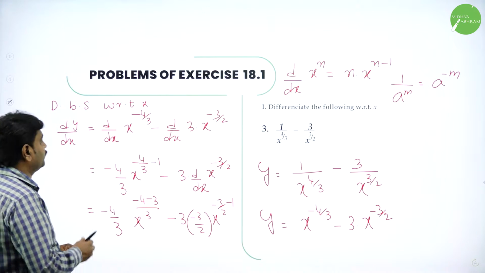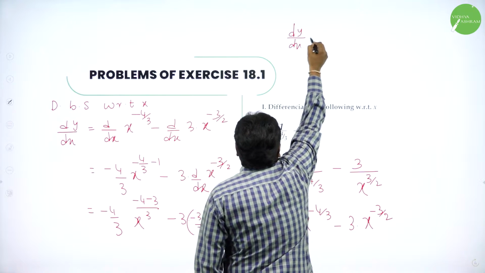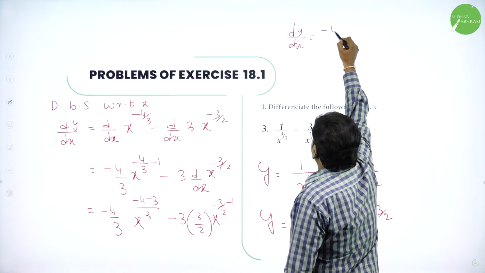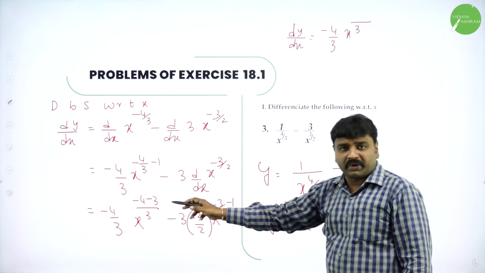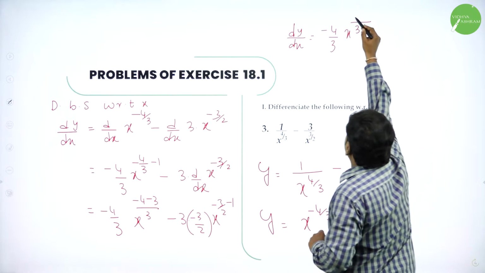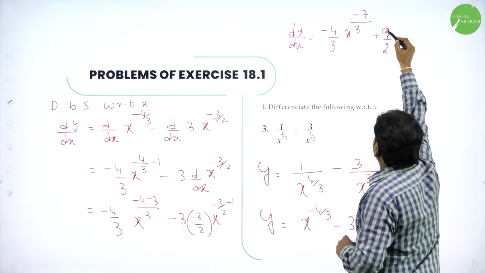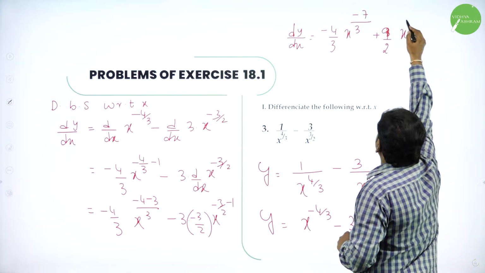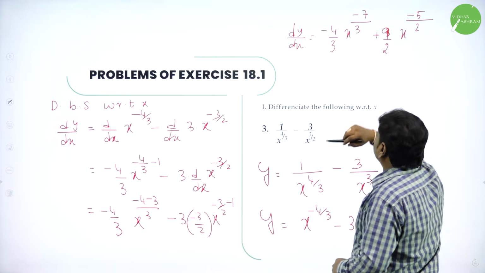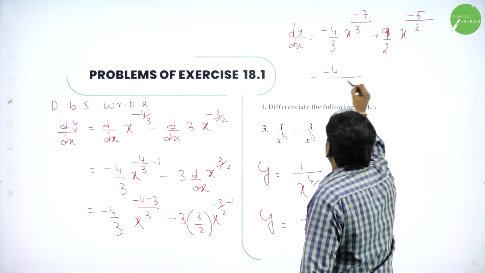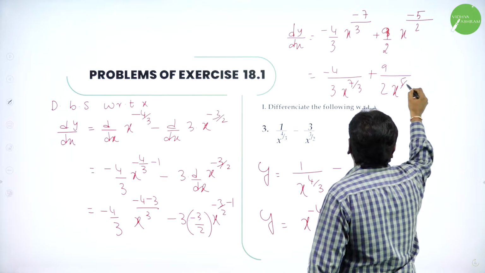Now you have to simplify this. That is dy by dx is equal to, we have minus 4 by 3 into x power, after taking LCM we have 3, minus 4 minus 3. What is minus 4 minus 3? Minus 7, and then we have minus into minus becomes plus 9 by 2 into x power, take LCM, LCM will be what? 2, minus 3 minus 2, it will become minus 5. Further, that is minus 4 by 3 x power 7 by 3 plus 9 by 2 x power 5 by 2. So the value of what?